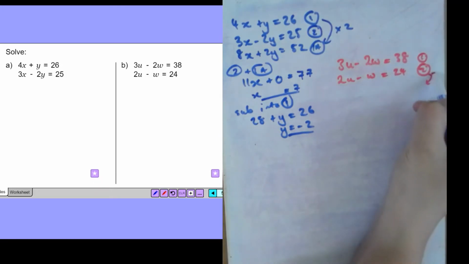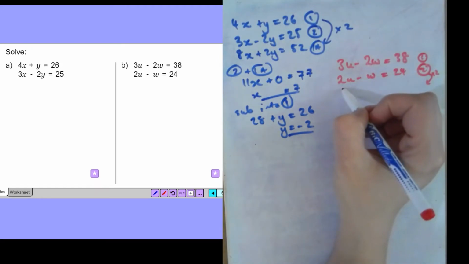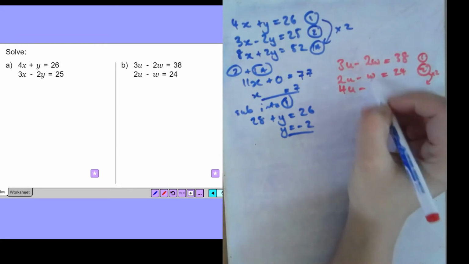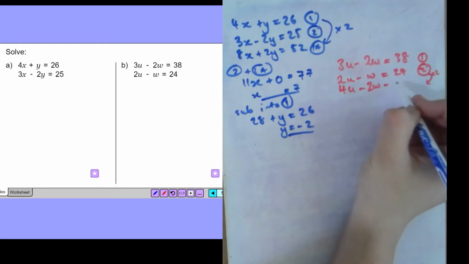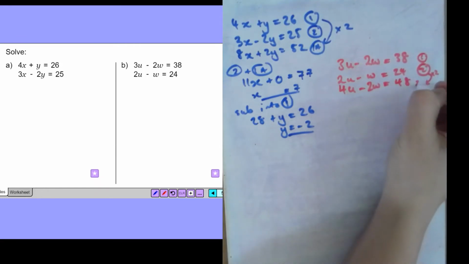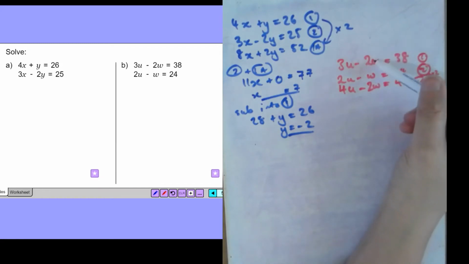So I'm going to multiply this bottom one by 2, because it says 2w, and the only way to get 2w is to multiply the whole thing by 2. So 2u times 2 is 4u. w times 2 is 2w, and then I have 24 times 2, which is 48. This is my 2a. Now looking at the top and the bottom, I've got two negatives. So I've got a negative 2w there, negative 2w there. If I add them together, that's going to be negative 4w.